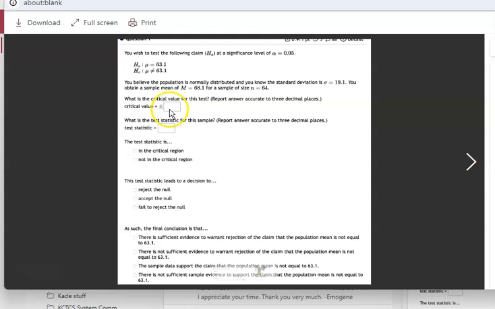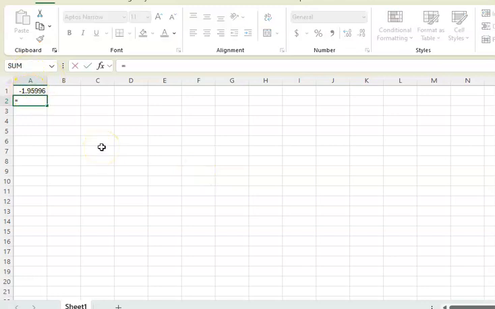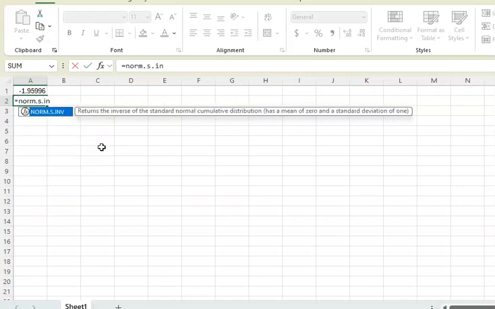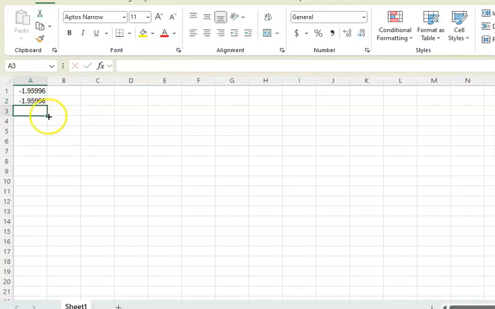All right, so let's start with the critical value. For the critical value, we will only use alpha. Since it's a two-tailed test, we are going to divide alpha by 2. If we divide alpha by 2, we get 0.025. And I'm going to go to Excel, and I will put in =NORM.S.INV(0.025), and we get, that's our critical value.